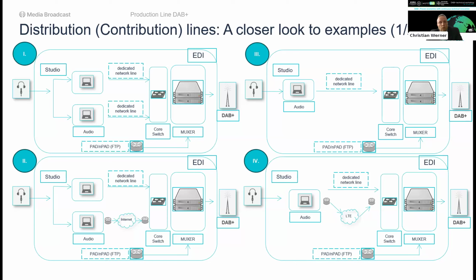You can alternatively make your backup line via the internet. That should be cheaper. And you can also use, in the fourth example, instead of the internet, a mobile solution using LTE, for example. The last thing would be a solid one audio signal transferred via the dedicated network line to the head end.